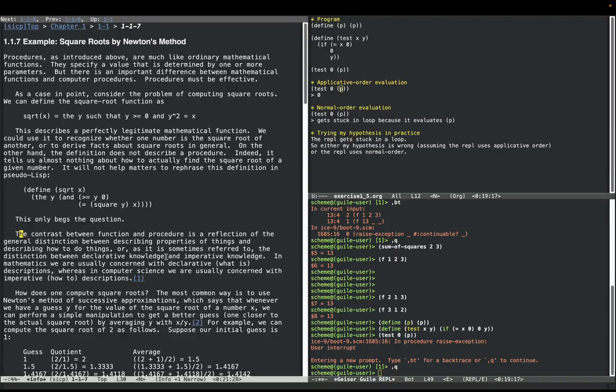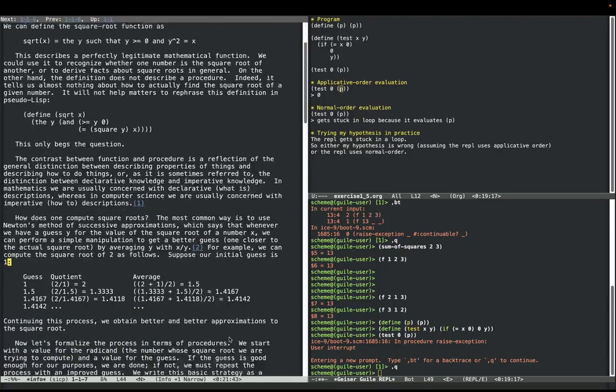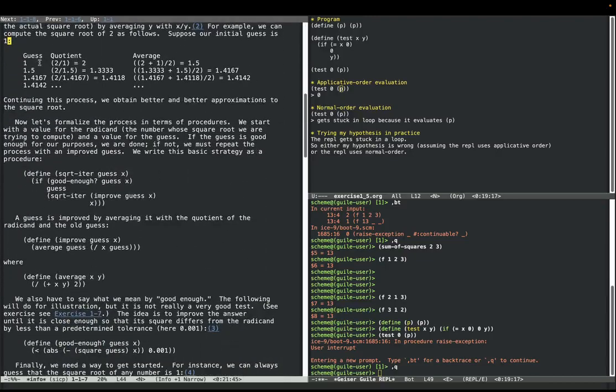What? Okay. Square root by averaging y and x over y. For example, we can compute the square root of 2 as follows. Suppose our initial guess is 1. Okay. Why does that work though? Continuing this process, we obtain better and better approximations to the square root.